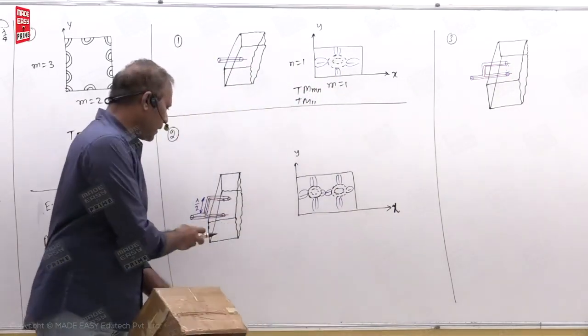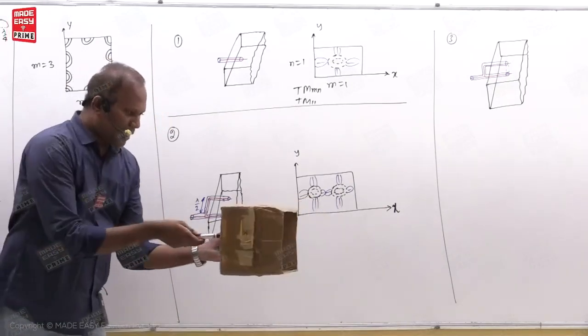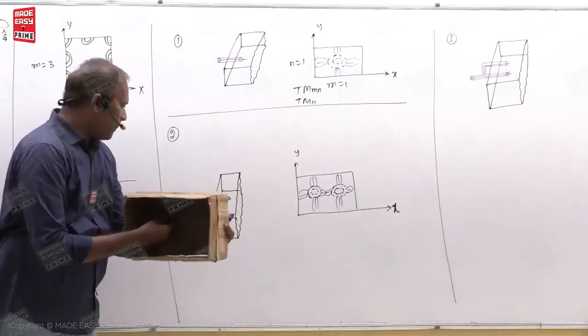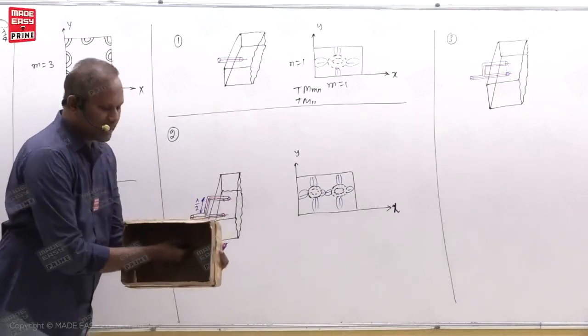For example, here two probes are there, you see. Here one probe is inserted like this, and beside that one more is there like this.